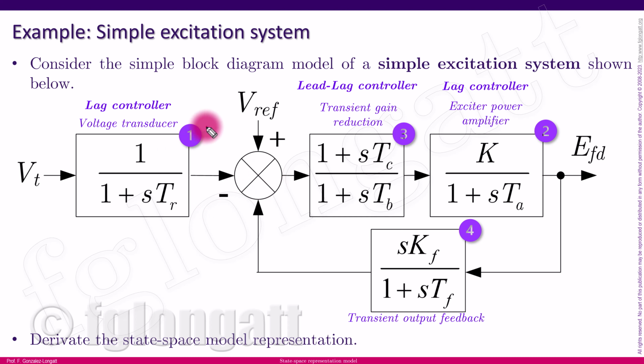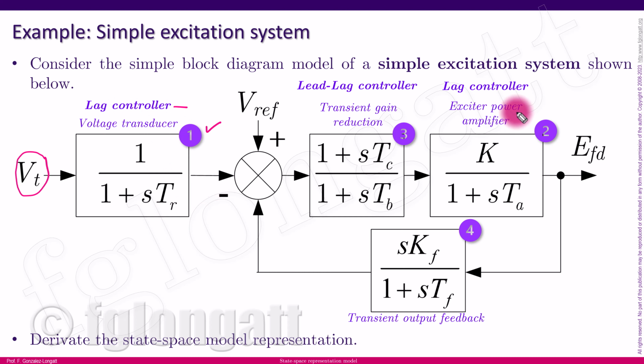The first block over here, you can see with the number 1, is basically representing the voltage transducer. That means that the input here, the terminal voltage, is going into this block, and the idea is to convert this measurement, okay? And this block is basically a first order transfer function with a time constant TR. And this is what we call a lag controller.